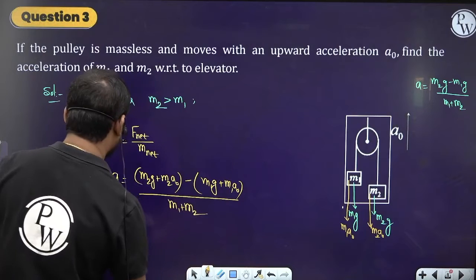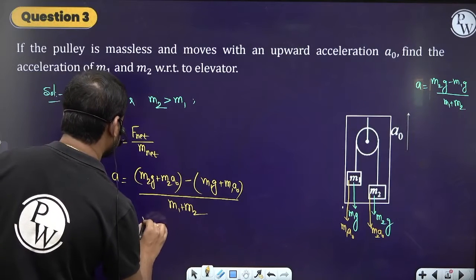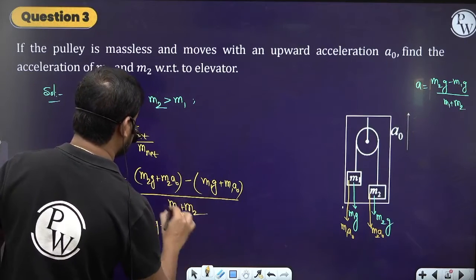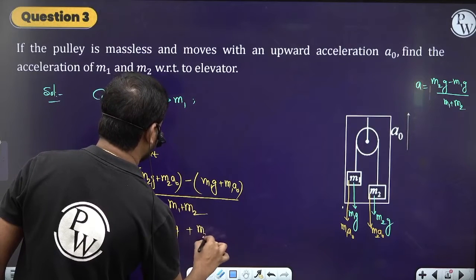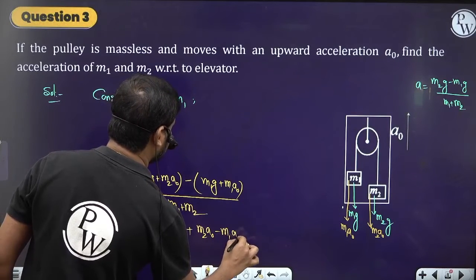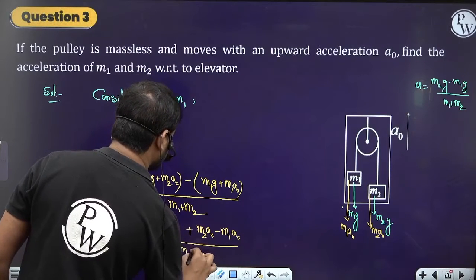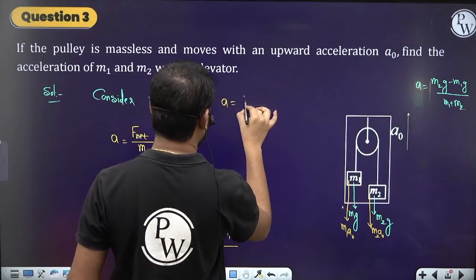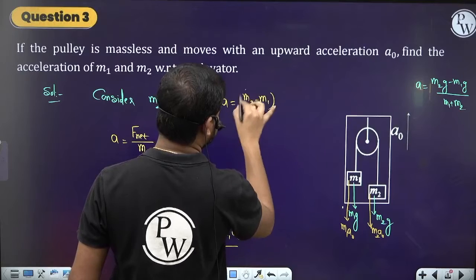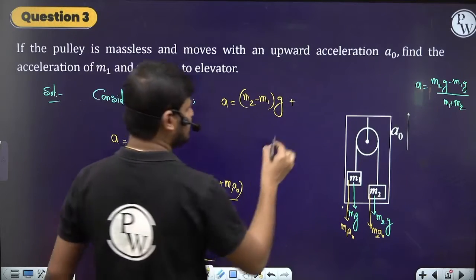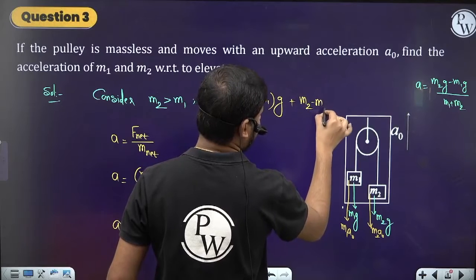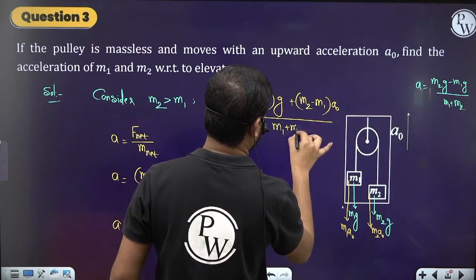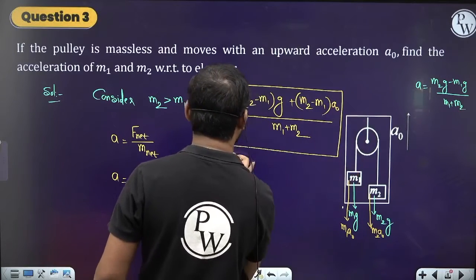So from here I can write a equals, let's write M2g − M1g, these two terms at one place, and then plus M2a₀ − M1a₀, divided by M1 + M2, right? So the acceleration a will be equal to (M2 − M1)g plus (M2 − M1)a₀, by M1 + M2. So this is the whole acceleration.